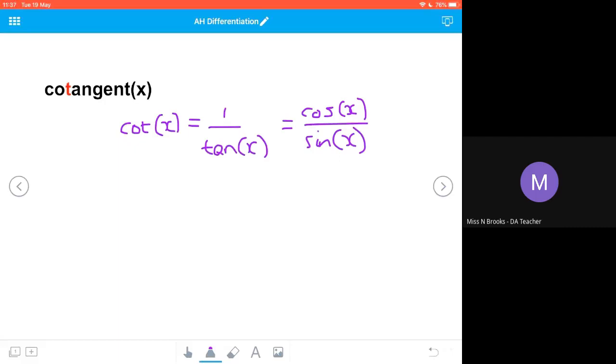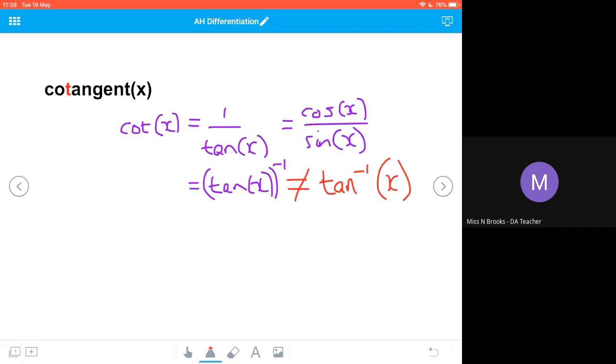So because it's the inverse of the tangent function, using our rules of indices for moving a denominator, we can also write this as tan of x to the negative 1. Now, we cannot confuse this with the arctan of x, which is the function we use for working out the missing angles when we're using the tan ratio.